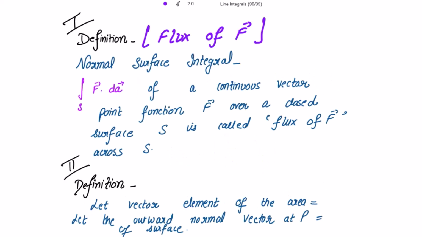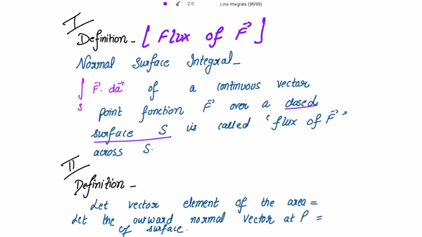Then this is the definition for the flux of F vector. The integral of F vector dot dA vector over S, of a continuous vector point function F vector over a closed surface S. This is important to note. This is called the flux of F vector across S.